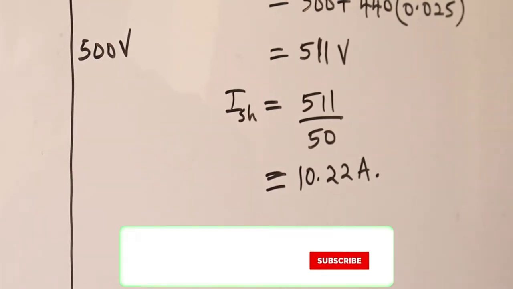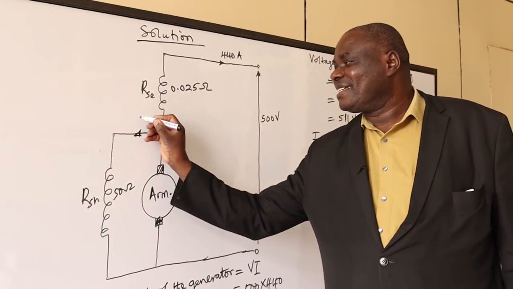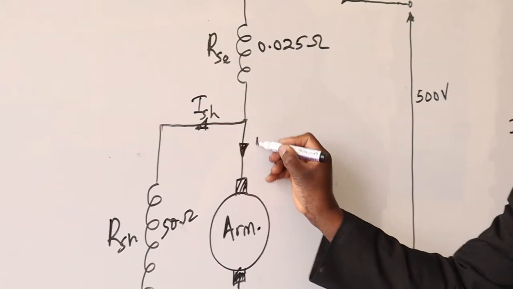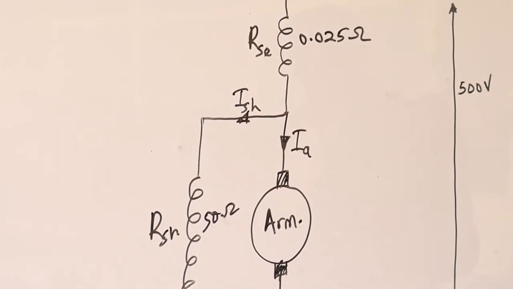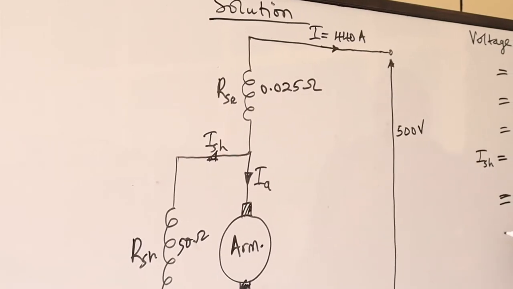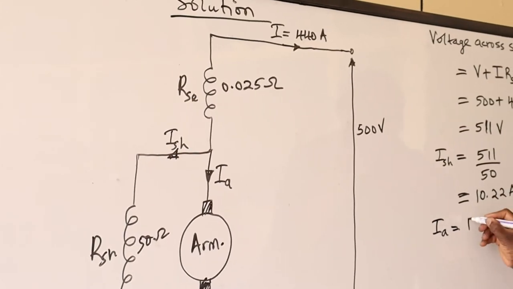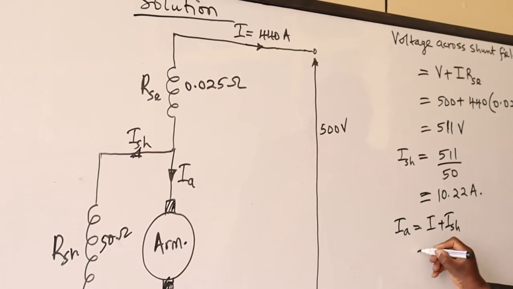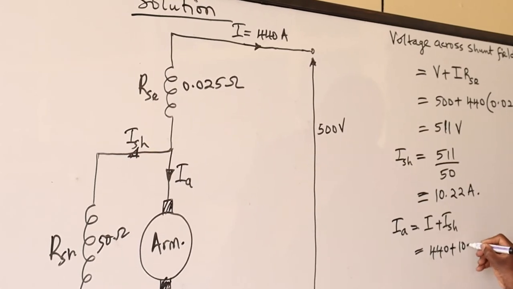With I shunt ready according to this circuitry, this is our I shunt, this is our IA, and this was our I. So IA will be equal to I plus I shunt, which is equal to 440 plus 10.22.